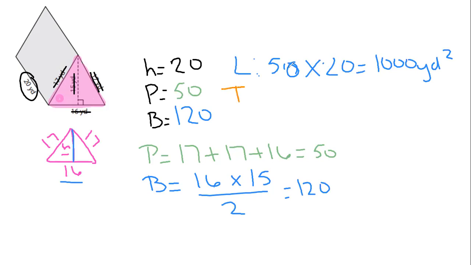And then for total, it is going to be perimeter times height plus 2 times big B. So 50 times 20 plus 2 times 120, and I got 1240 yards squared.